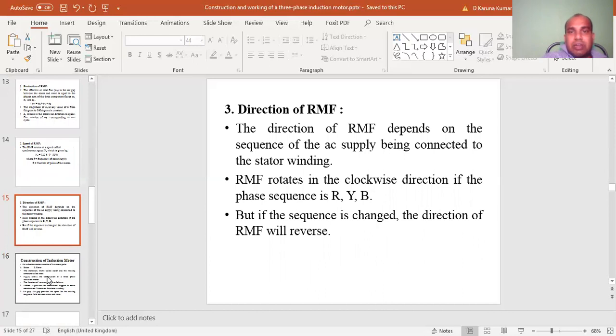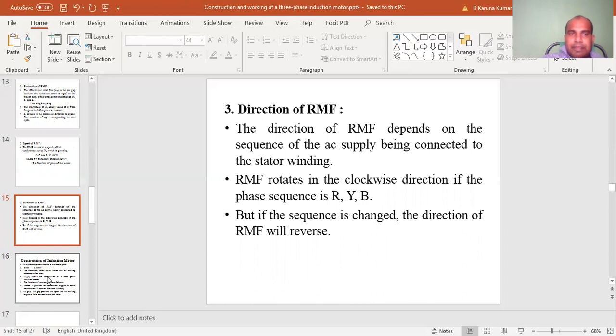The third point is the direction of the rotating magnetic field. The direction of the rotating magnetic field depends upon the phase sequence of the AC supply connected to the stator winding, which is generally R Y B. The RMF rotates in the clockwise direction if the phase sequence is R Y B. But if the sequence is changed, the direction of the rotating magnetic field is also reversed.